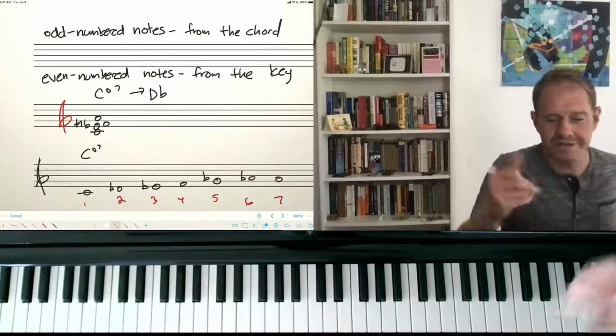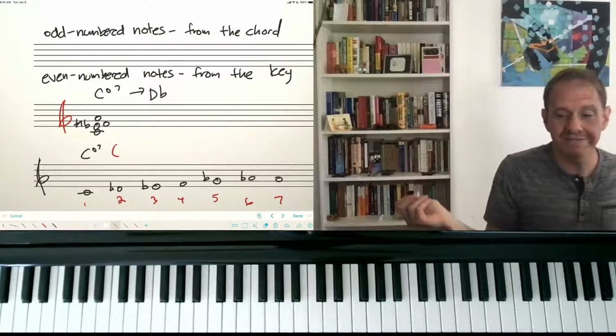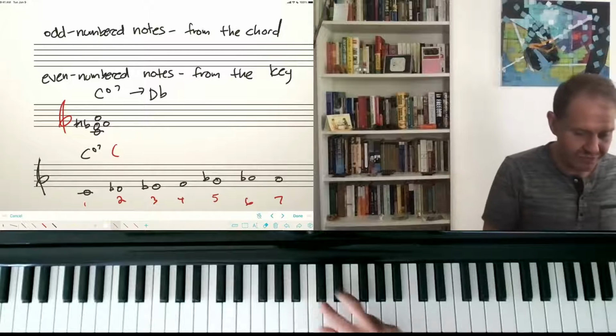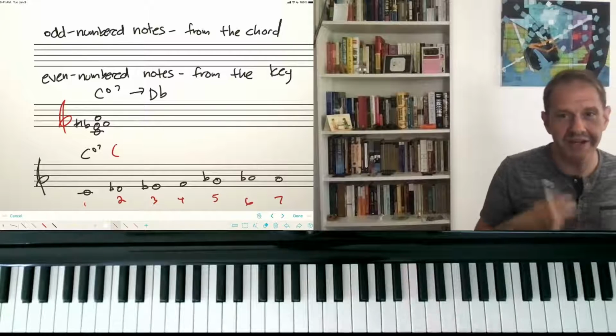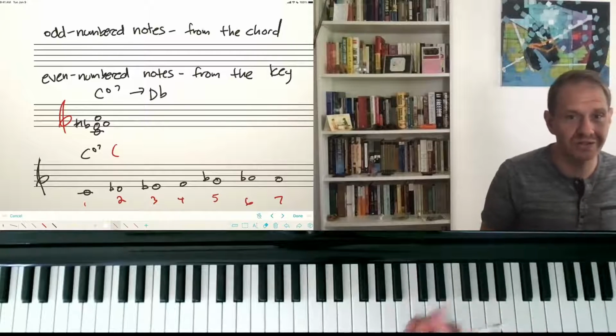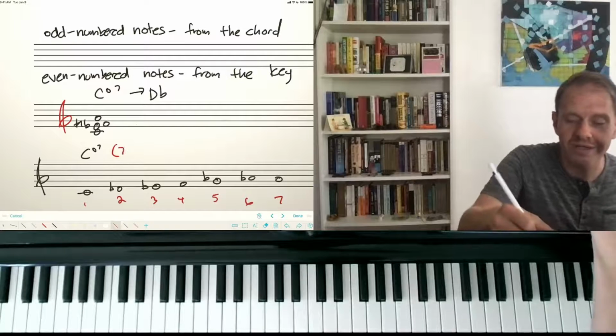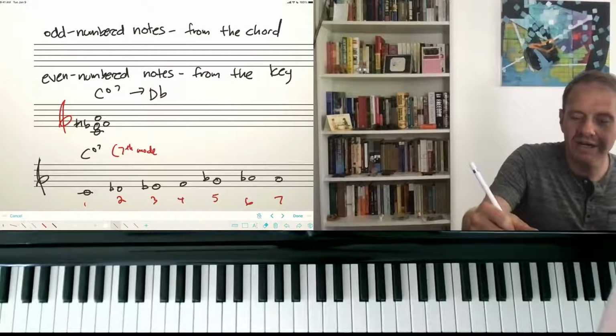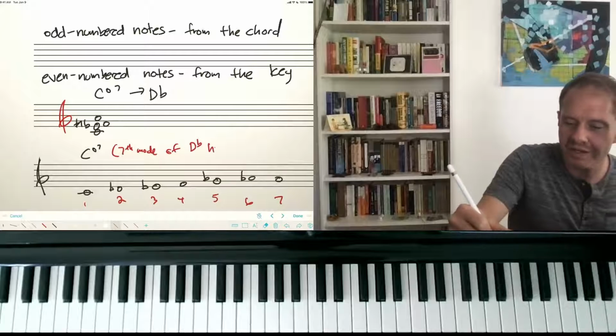By the way, we would call this a mode of D flat harmonic major, which is like harmonic minor, but with a major third. So I guess this would be the seventh mode of D flat harmonic major.